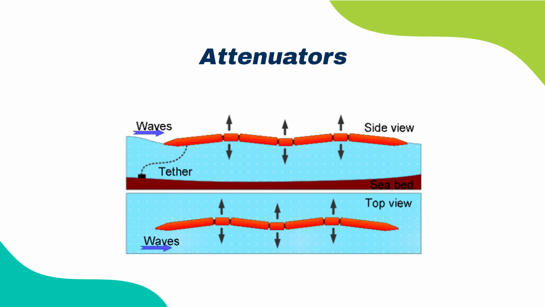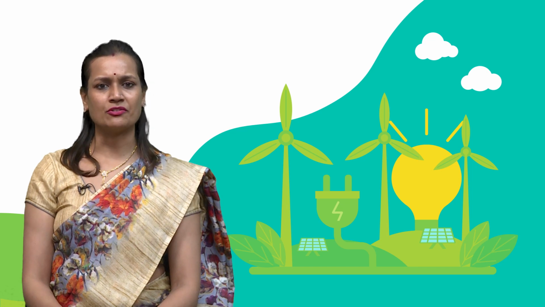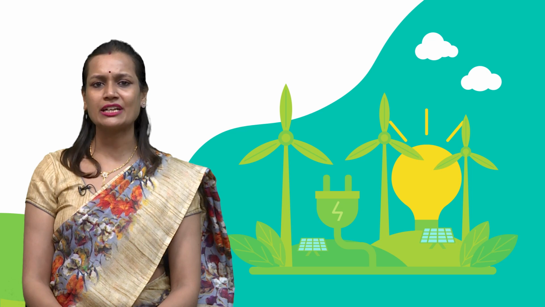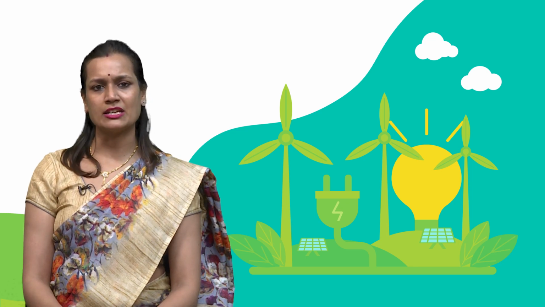Second, attenuators. Attenuators are long floating structures with multiple joints or sections. These sections flex and move with the waves. As waves pass through the attenuator structure, the relative motion between the sections drives hydraulic pumps or other mechanisms which in turn generate electricity. Attenuators can capture energy from both the vertical and horizontal motion of waves, making them efficient in a variety of wave conditions.